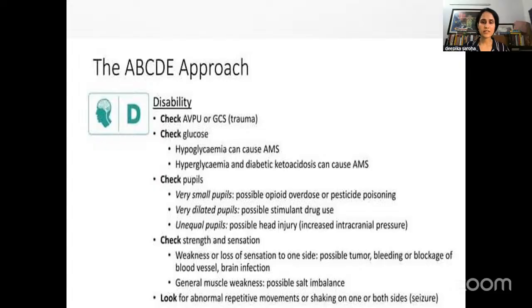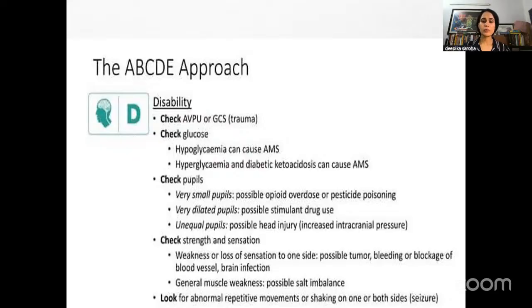That is the fastest thing that you can do, because hypoglycemia, hyperglycemia and diabetic ketoacidosis can present with AMS. Always check the pupil, which is just a brief screening thing. A very small pupil, as we all are aware, will suggest a possible opioid overdose or pesticide poisoning. Very dilated or fully dilated, non-responding pupils are mainly seen with stimulant drugs.